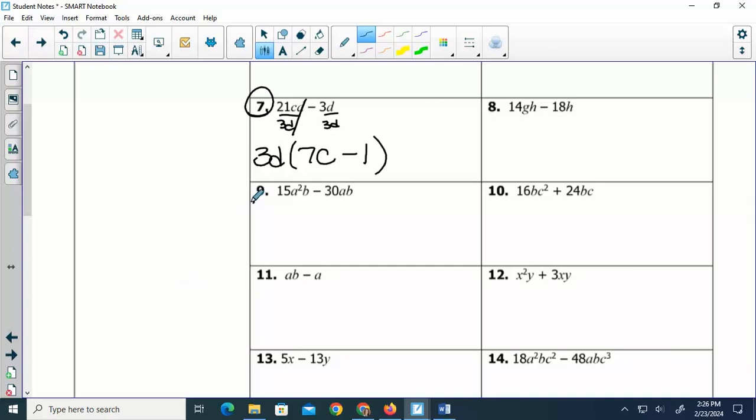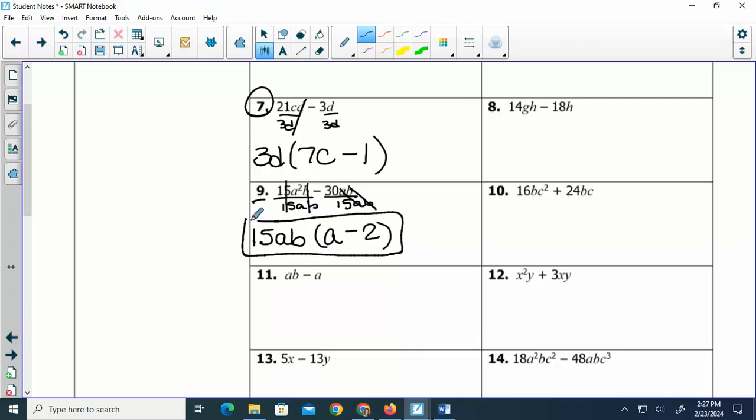Let's look at number 9. 15 and 30, we could take out 15, and then they both have an A, and they both have a B. So if we factor that out, 15a squared b divided by 15ab. The 15's dropped, the b's dropped, and we are left with 1a. Okay, this term, 30 divided by 15 is 2. The a's cancel, the b's cancel, so those are gone.